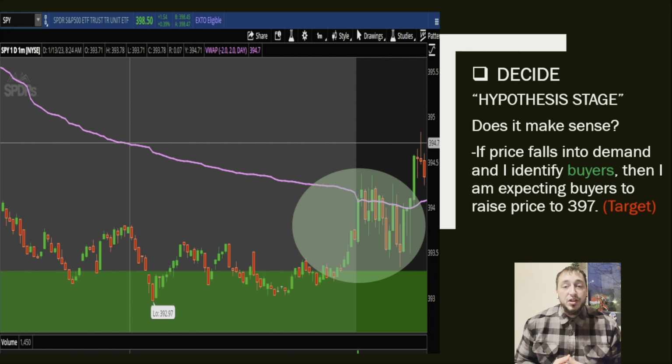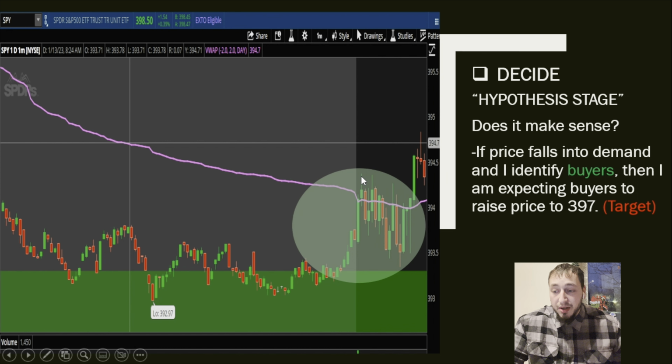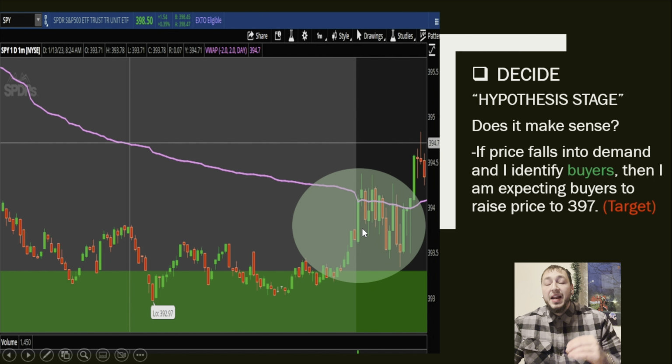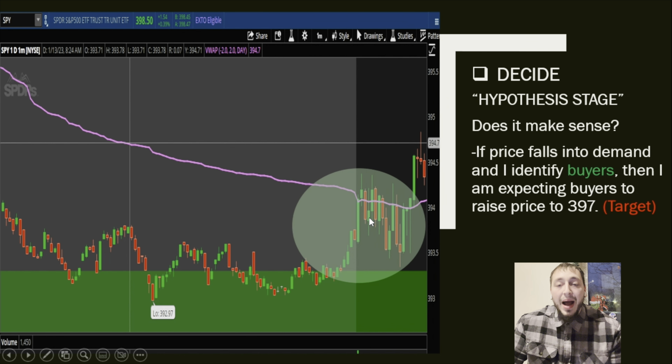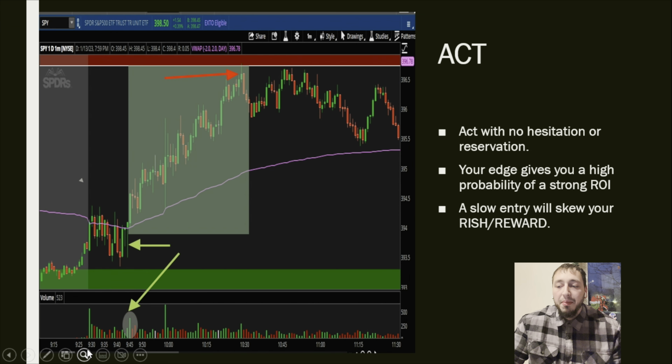So this is my decision to go with the best trading plan. Obviously, I'm not going for a double top right now. I'm not going, hey, if price can come back up to 394, I'm going to take her short. No, we've identified a large demand zone here at 393, and I've decided that if I can identify that buyer, I'm going to be going long. And then number 4 is act. Act with no hesitation, no reservation.